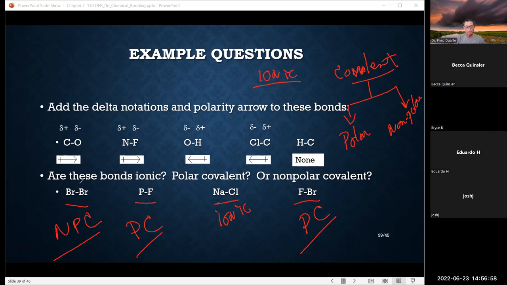Okay, so no arrow for the bromine. We have an arrow from left to right with respect to the phosphorus fluoride. No arrow for sodium chloride because it's ionic; there's no partial positive or partial negative there. And the one for the fluorine and the bromide is going from right to left, okay? If we needed to draw the arrows.